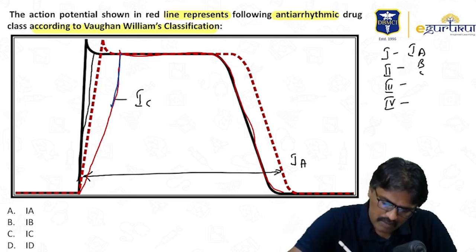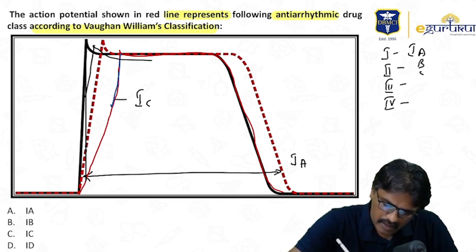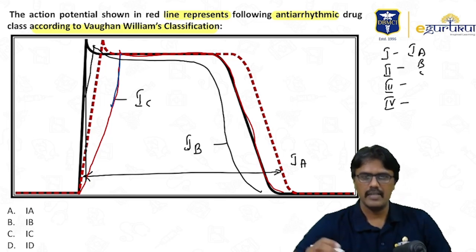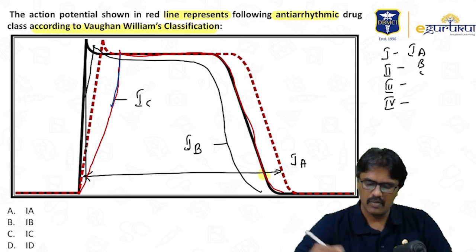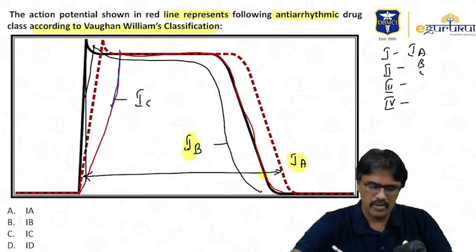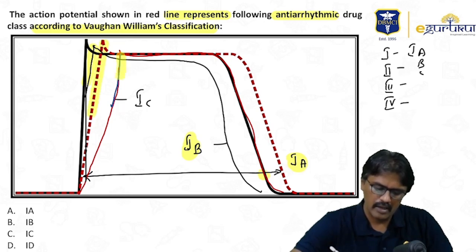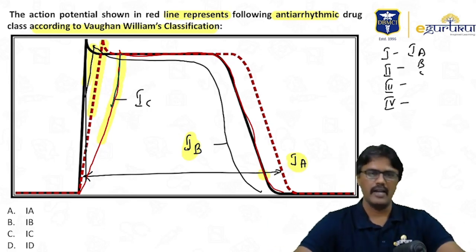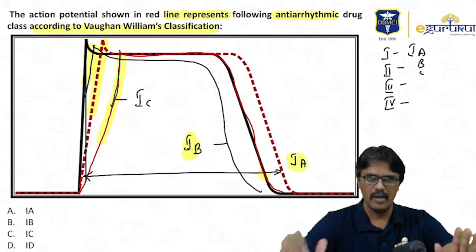What about class 1B? It will only cause a mild decrease in dV/dt, and it will reduce the action potential duration. So this one is class 1B, right? So if the action potential duration is normal, it is 1C; if it is long, it is 1A; if it is short, it is 1B. And also the slope: the shallowest is 1B, then we have 1A, and the steepest is 1C. So this is the classification of antiarrhythmic class 1A, 1B and 1C.